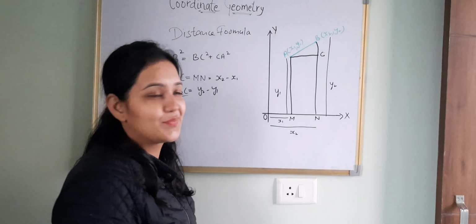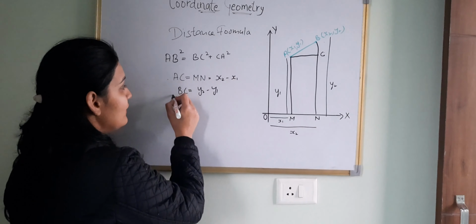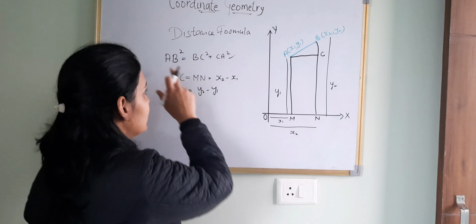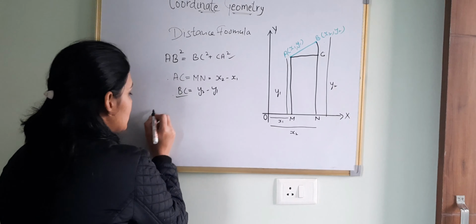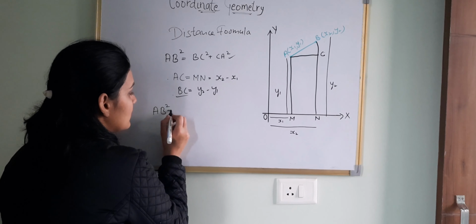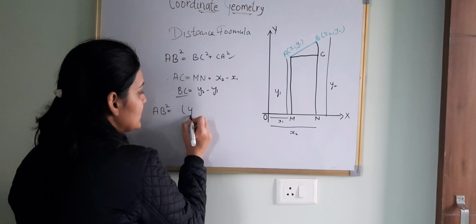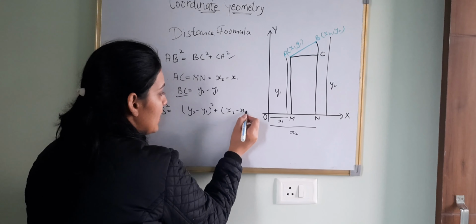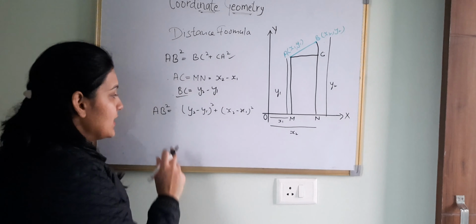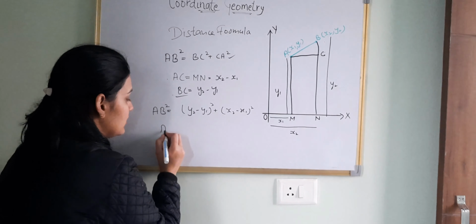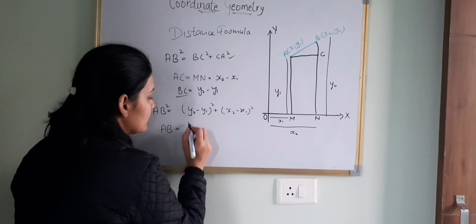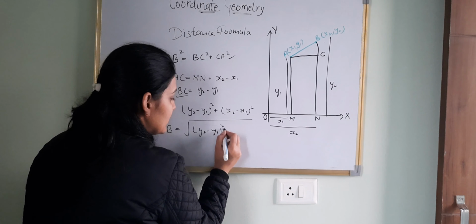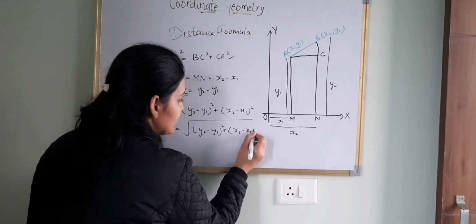Quite easy. So now putting the values of AC and BC in this equation, we will get AB. So your AB square is equal to, what is your BC? It is (y2 minus y1) whole square plus (x2 minus x1) whole square. Taking this square to the other side, it will convert into square root: AB equals root of (y2 minus y1) square plus (x2 minus x1) square.